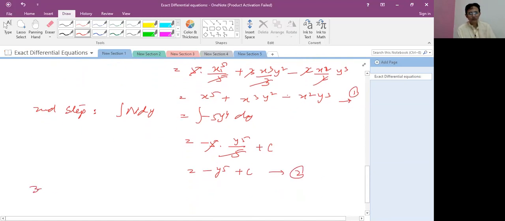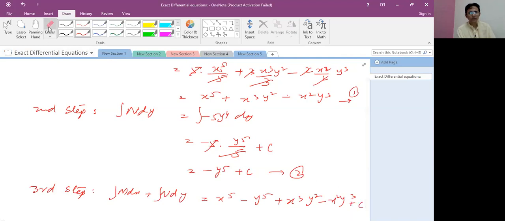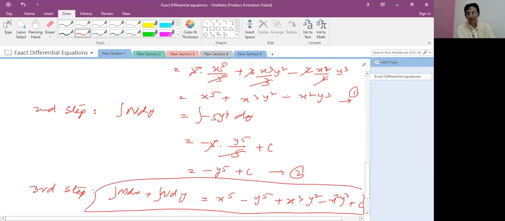In the third step, the integral of m dx plus n dy is equal to x^5 minus y^5 plus x^3 y^2 minus x^2 y^3 plus c. So student, this is called our result, the solution of the differential equation.